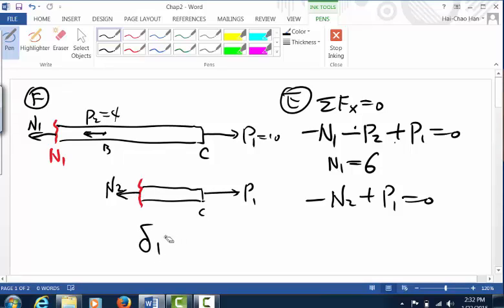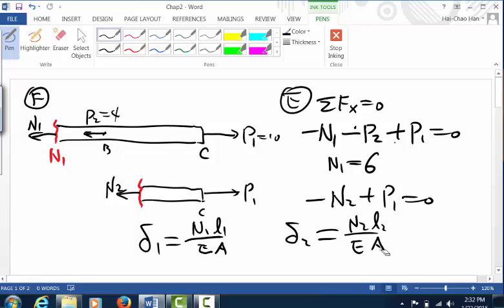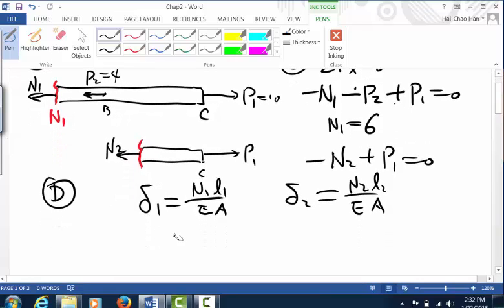Once you know N1, you find delta 1 will be N1 L1 over E1 A1. Actually, E1 and A1 are the same, so you don't need the N1 there, just A, right? Now delta 2 will be N2 L2 over E2 A2. They are the same. So that's the deformation part. Now, what's next? You just combine them. Your delta will equal delta 1 plus delta 2.